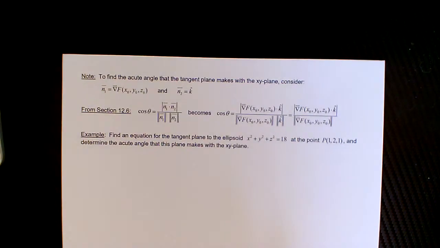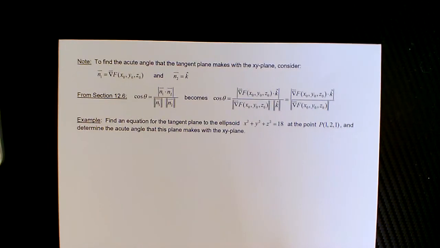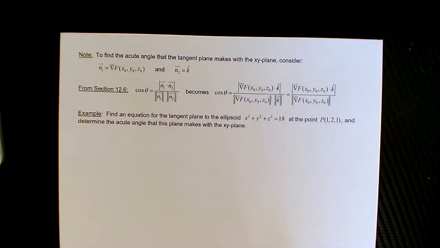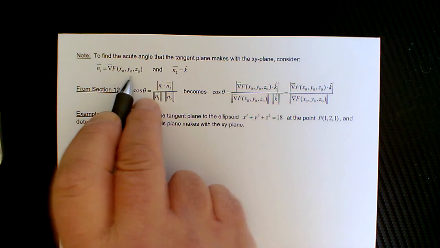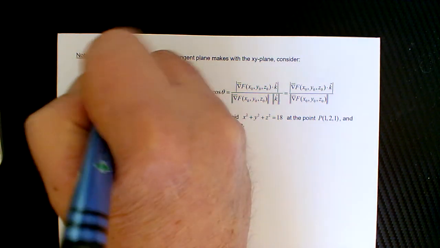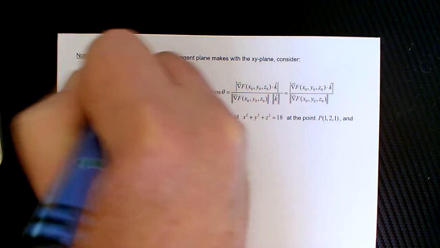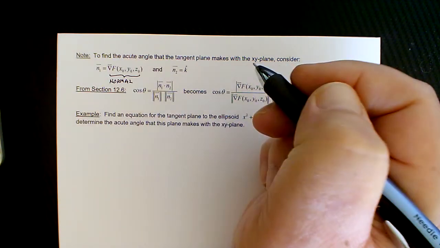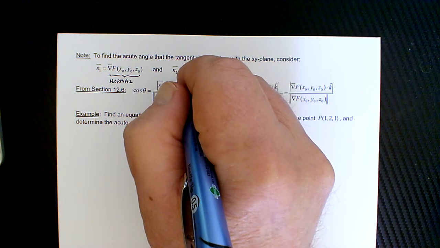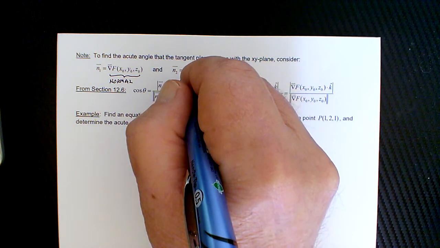And we'll see one final concept in this section. So this is to find the acute angle that the tangent plane makes with the xy plane. And we say to consider these two vectors. N1 is the gradient, which is, remember, the normal vector to the plane, and the unit vector k.